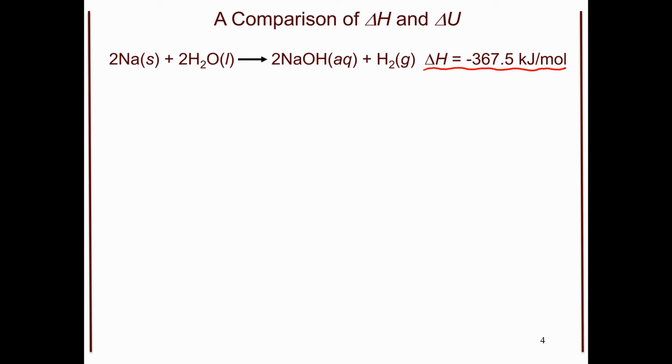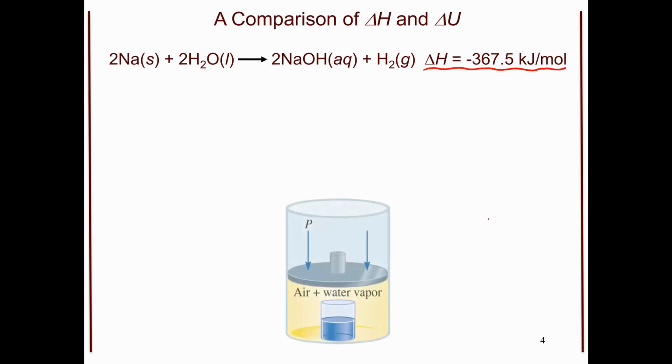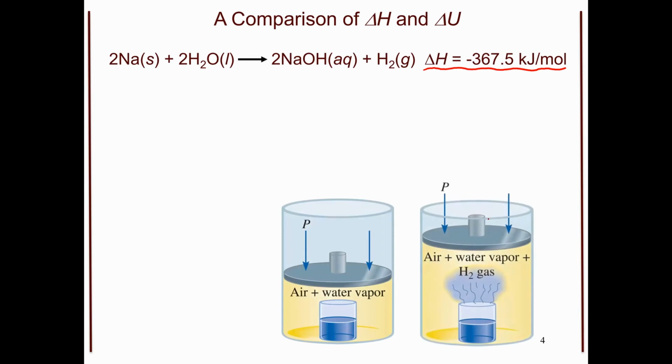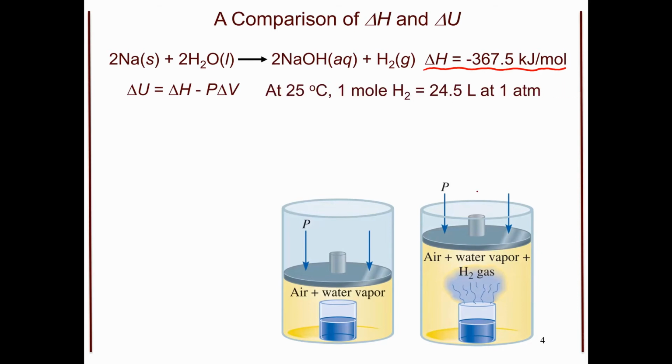We put them off to the side with the correct sign convention. But now what we want to look at is what happens during this reaction. So we're going to look at our internal energy, which is equal to our delta H minus P delta V, and 1 mole of our H2 has a volume of 24.5 liters at 1 atmosphere.